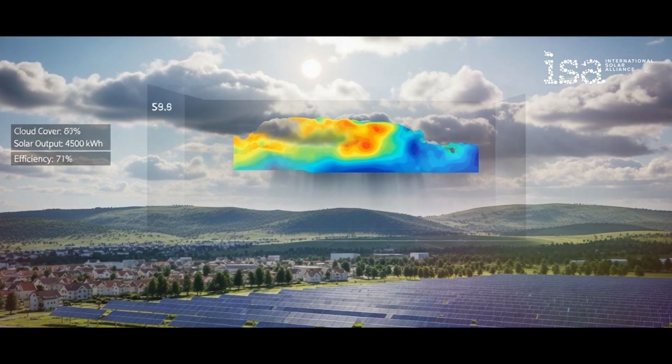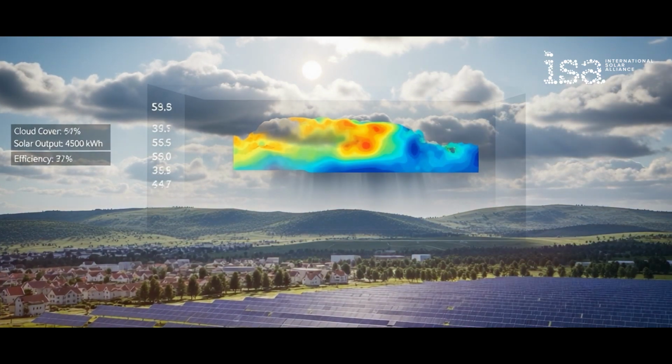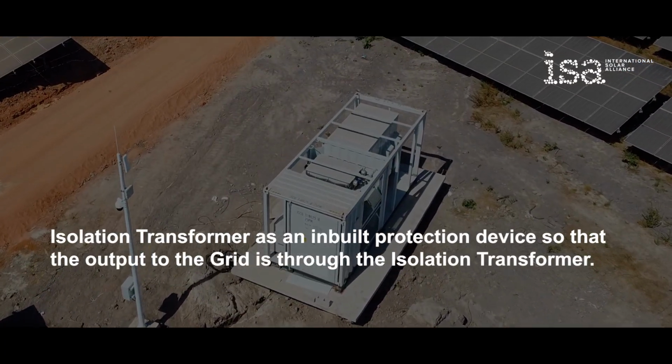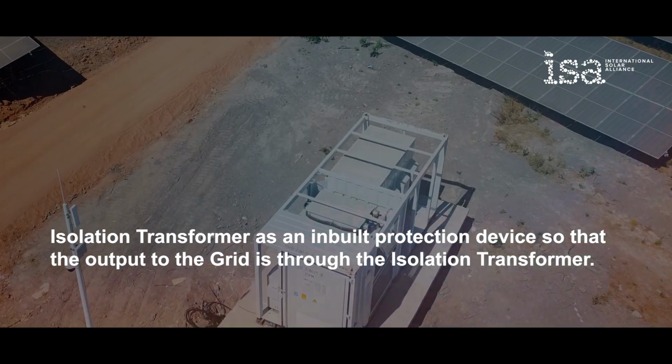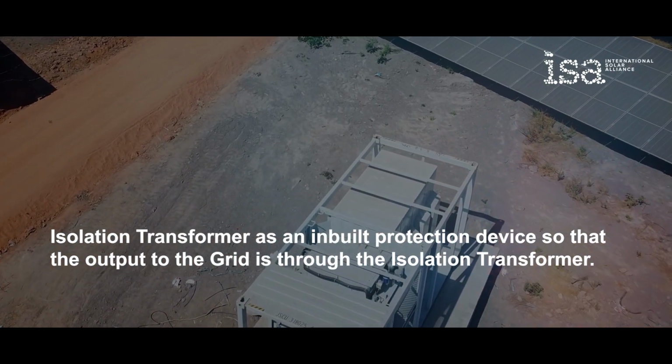Consider ambient temperature conditions and compliance with regional grid codes. The inverter must have the provision of an isolation transformer as an inbuilt protection device so that the output to the grid is through the isolation transformer.